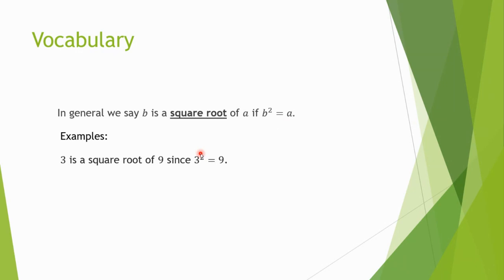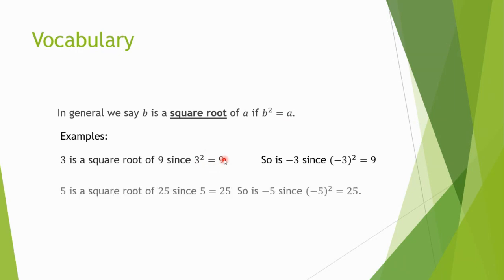Now, are there any other square roots? Well, yeah, there are. Is there another number that we can square, raise to the second power, to get 9? Well, yeah. Really, by our sign rules, -3. So notice that 9 here has 2 square roots, 3 and -3.